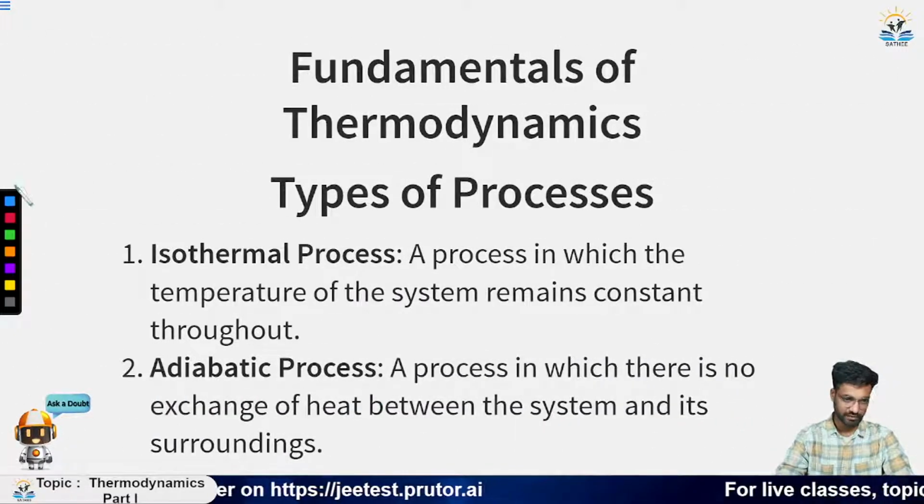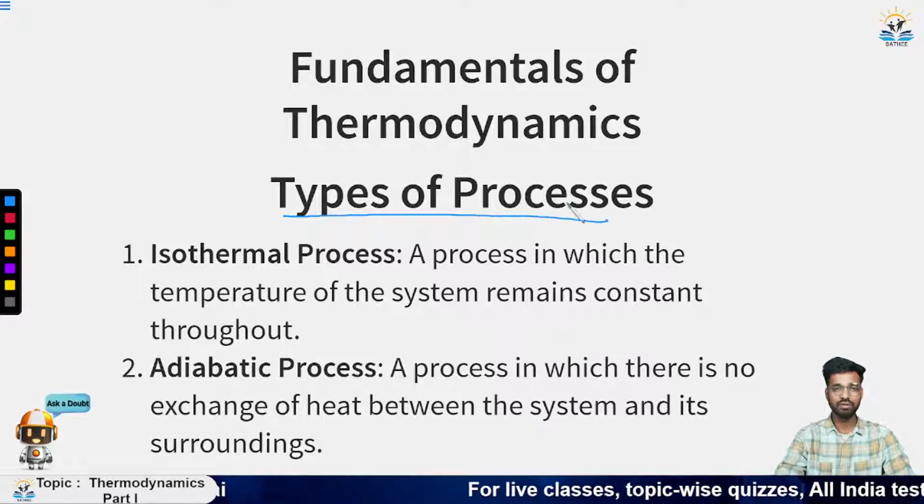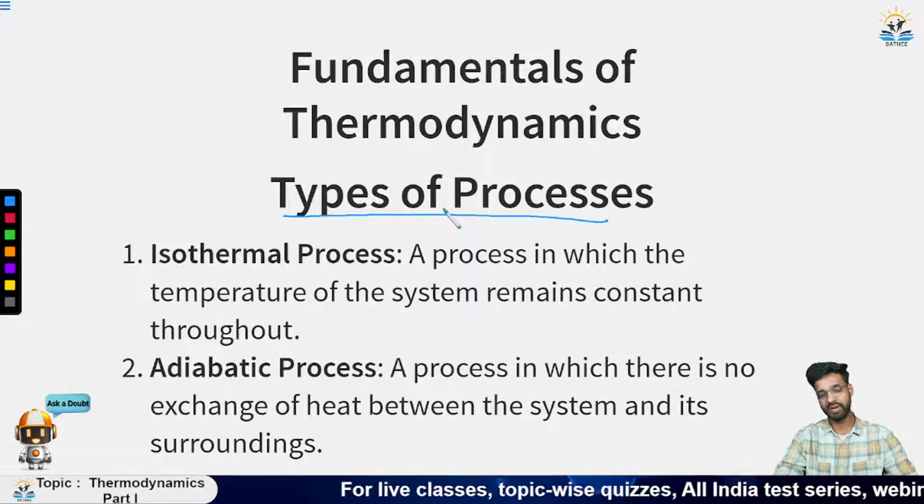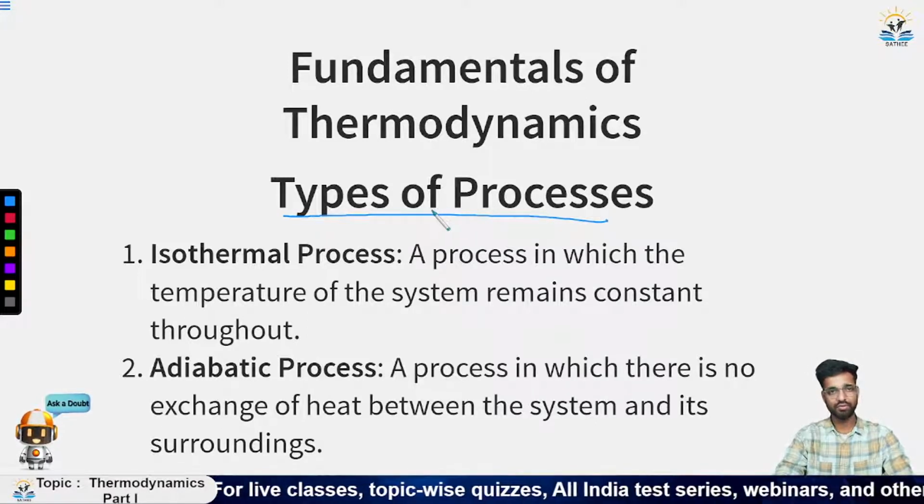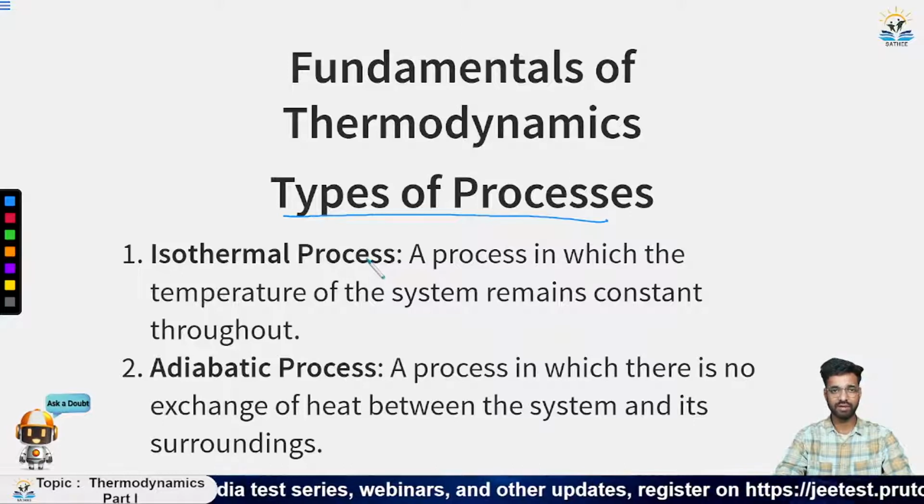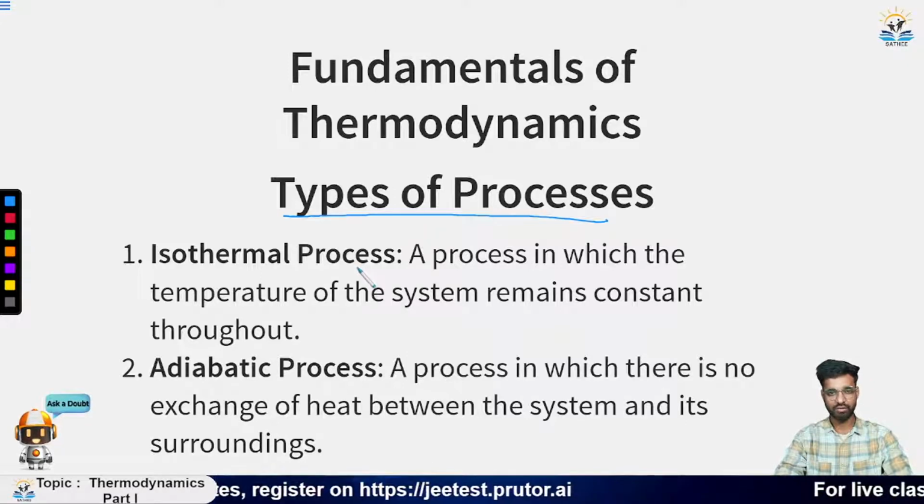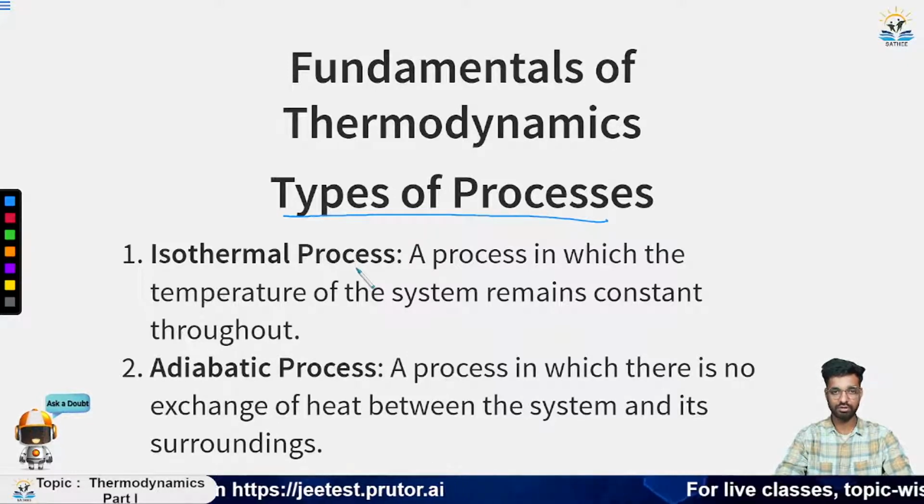Okay. So now we will move to types of processes. If you see a process, it can happen in many ways. Suppose you want to go somewhere, you can go through many ways like airways, waterways, landways, and various other ways. Similarly, if you want to do a process, it can be done in various ways. We will study those ways one by one.